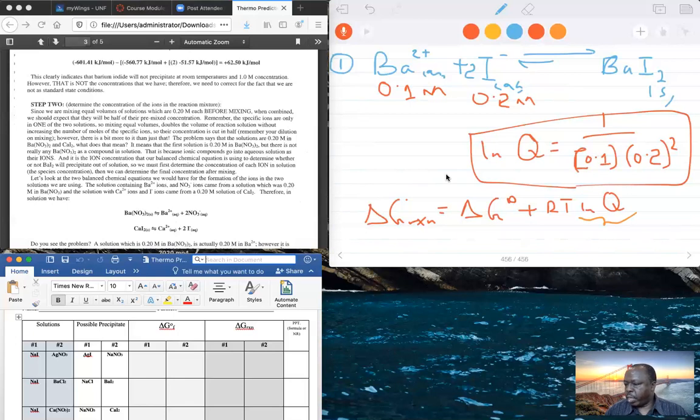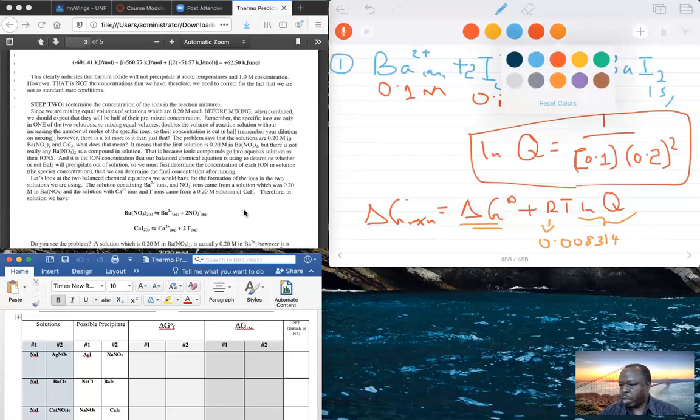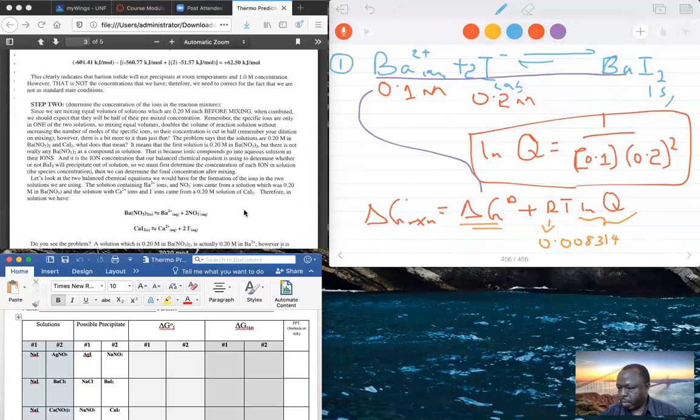Where are we going to get this one is assumed. Remember I say use 0.008314 because the delta G naught here will be in kilojoules. How are we going to find this term for this equation right here?